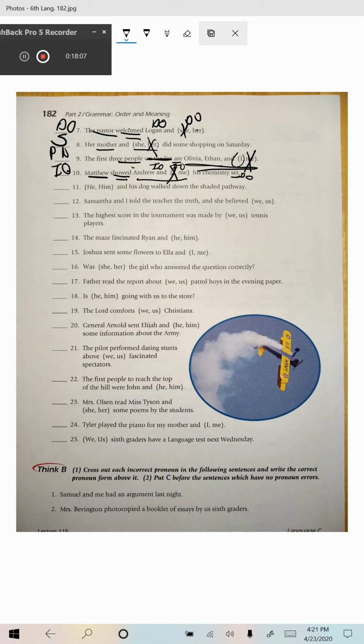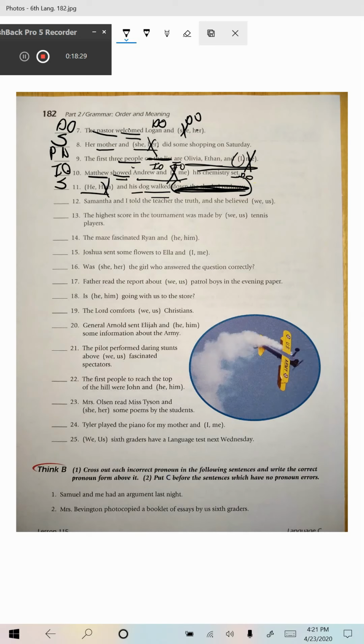He and his dog walked down the path. Walked down the shaded path. Down the shaded path, by the way, is a prepositional phrase. Walked is your verb. So he and the dog are both the subject. All right, subject. Use he. He walked his dog, not him.